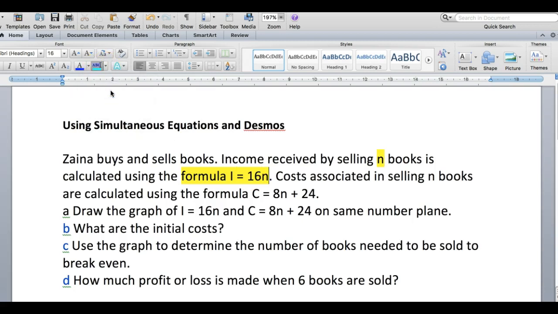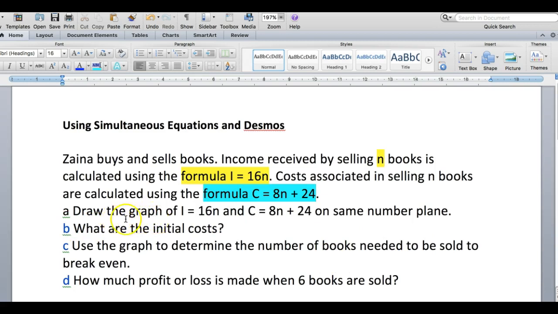Problem is, you don't just have stuff in your shop and start from scratch. There's also a cost involved. So the costs associated with selling the books are calculated using the formula C equals 8n plus 24. What she needs to do is find out how many books she needs to sell before she can break even, before she can start making a profit. Because let's face it, even though you love books, you still want to make a little bit of money when you've got a book shop selling them.